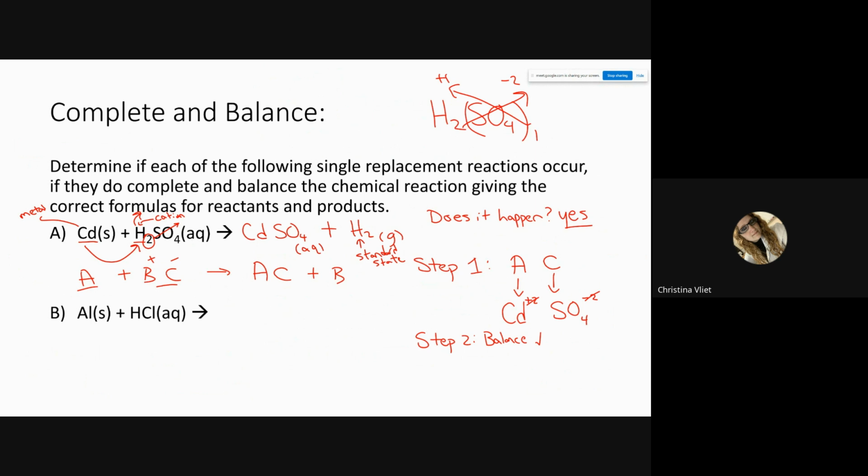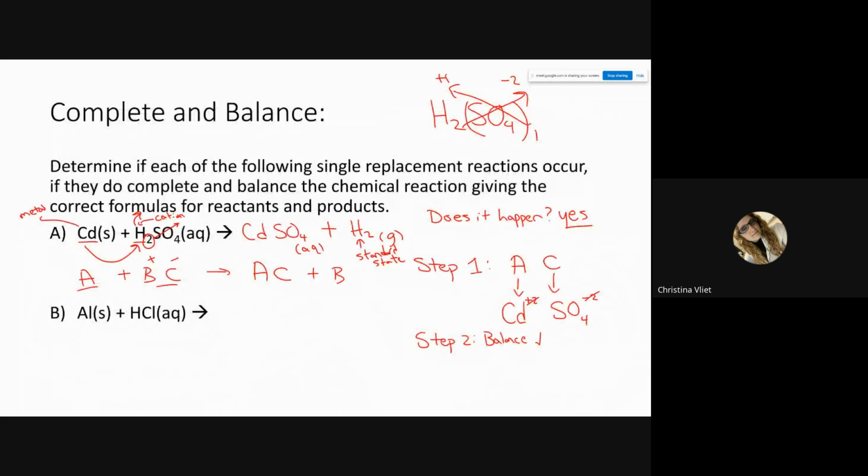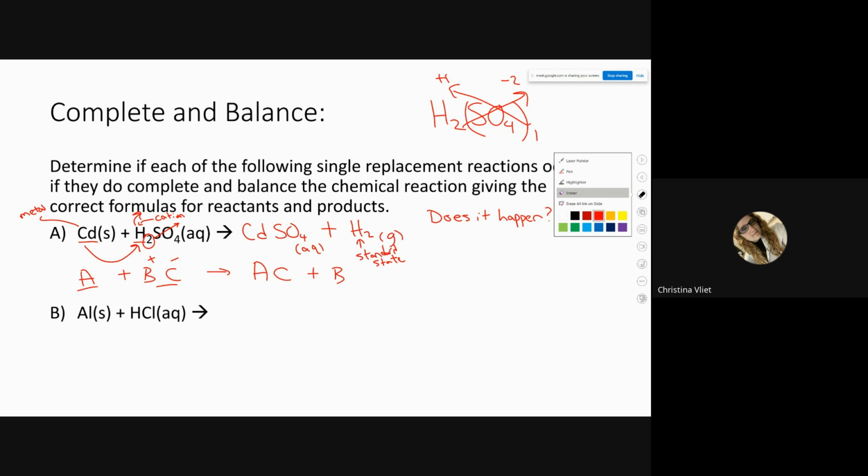Take a look at one more with an acid. All right, aluminum plus HCl. Is aluminum strong enough to replace hydrogen? I'm going to erase what I have on the side here, and I'm going to ask for the second one. Does it happen? Does the second reaction happen? Yay or nay?